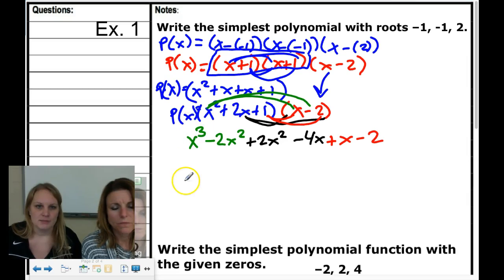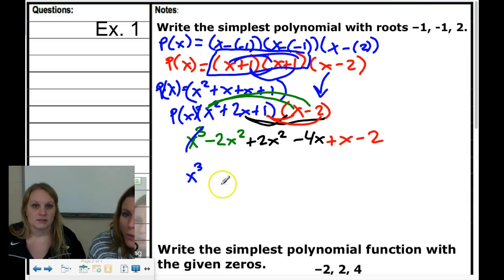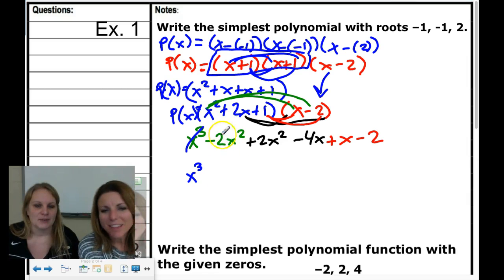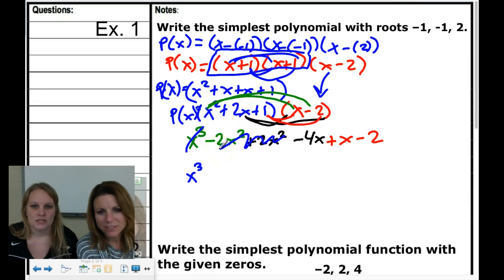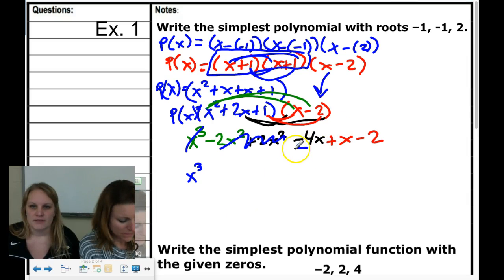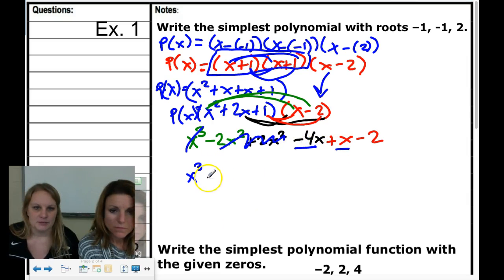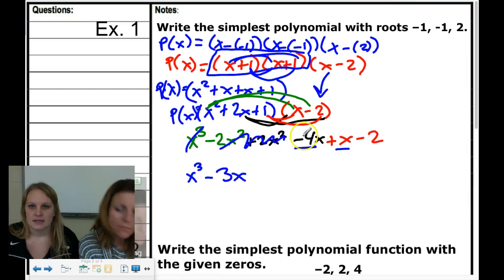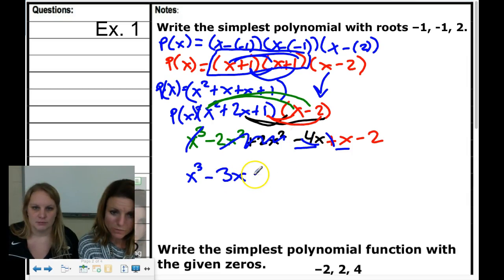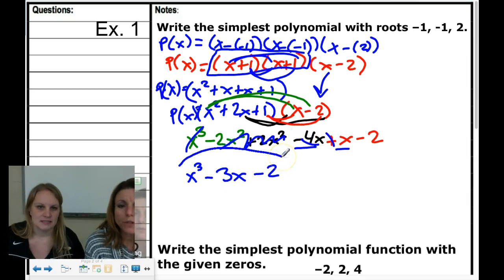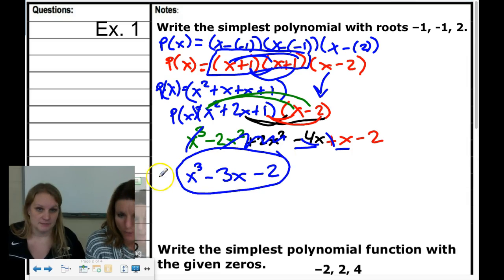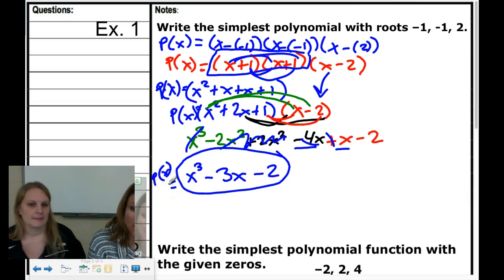So always start with your highest power, x to the third. We're done with that one. Look at the x squareds. They cancel. We love when a negative and a positive cancel. Gone. Here we've got a negative 4x and an x. That gives me a negative 3x. And minus a 2. And the whole thing is equal to p of x. That is our polynomial. We just created a polynomial.